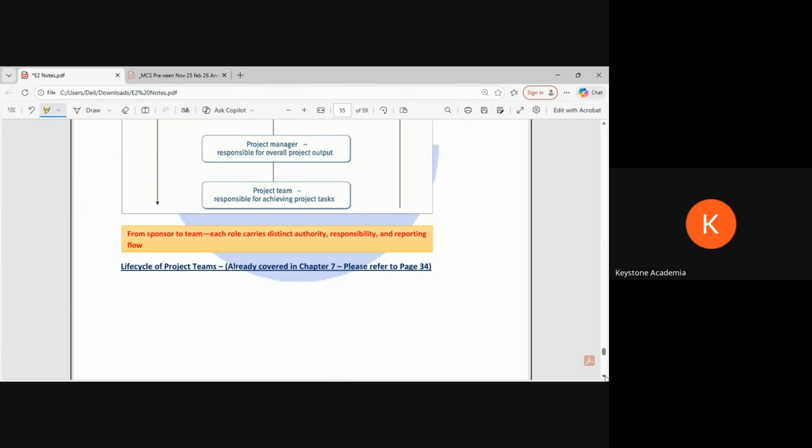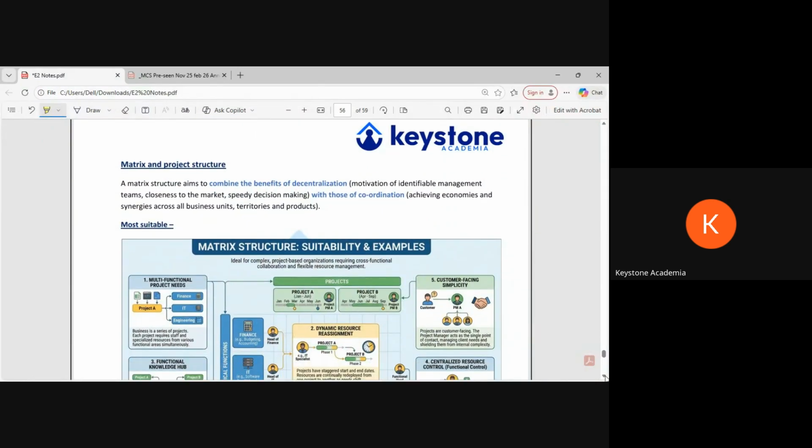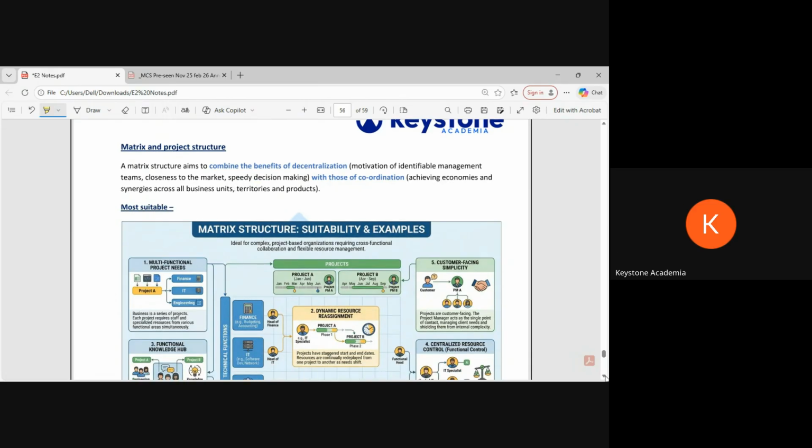Life cycle of project teams, as we discussed previously. Many times companies are doing multiple projects. It can be even difficult to manage. So we can have a different project manager for each. Or sometimes they want to utilize the resources. If it is a similar project, it cannot be 100% same. If it is a similar one, it might help. The matrix structure aims to combine the benefits of decentralization with those of coordination. If you coordinate and decentralize, it might help.